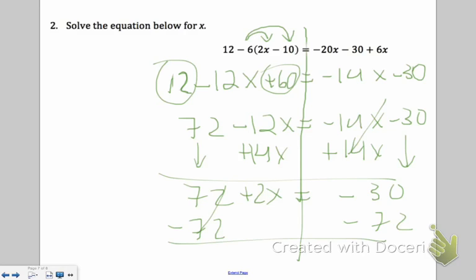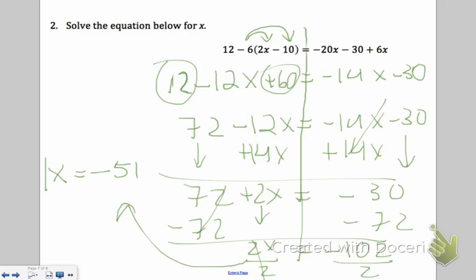And once again, we're going to bring down what we have left. So 2x is equal to negative 30 and negative 72 gives us negative 102. And we have just one more step to get to our answer. We have 2 times x equals negative 102. The inverse of multiplication is division, so we need to divide by 2 on both sides to get x by itself. I'm going to write my final answer here since I don't have any more space. So on the left, we're left with x. And on the right, negative 102 divided by 2 is negative 51. And that's it.